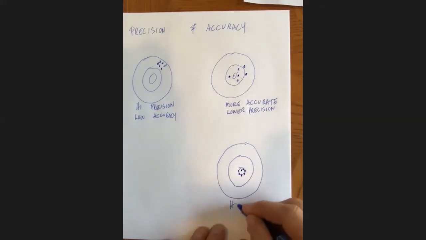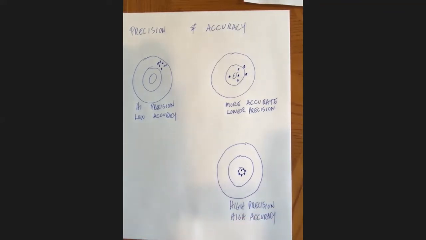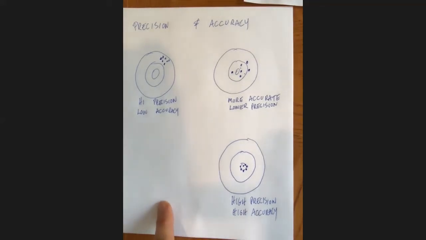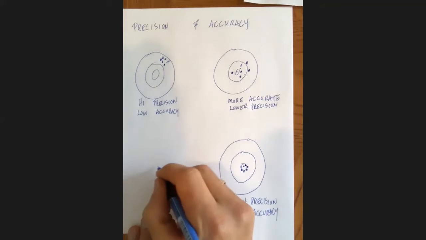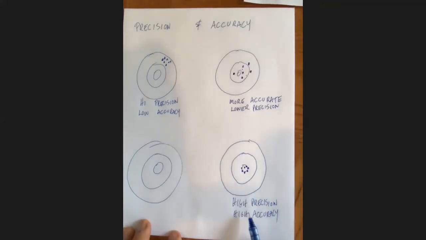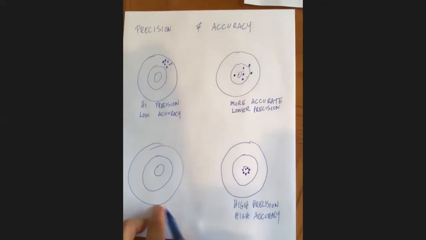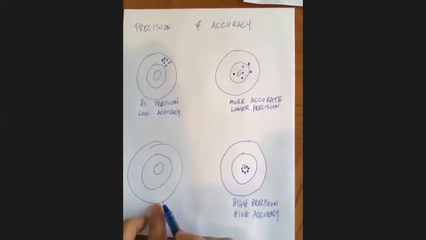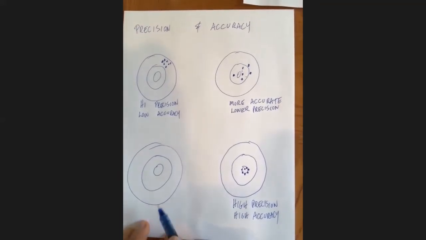That's high precision and high accuracy, right? And then there's the really bad one over here. That's low precision and low accuracy, right? And so if it's low precision, that means they're all over the place. And if they're low accuracy, they're all over the place, right?